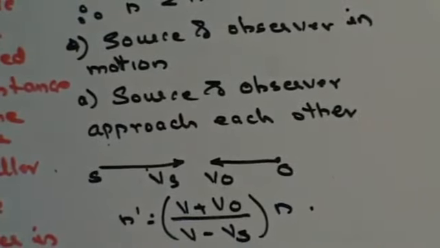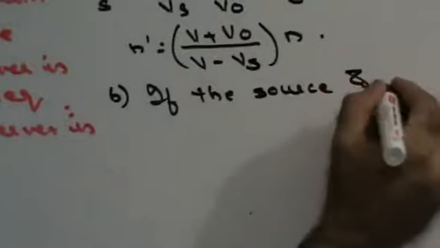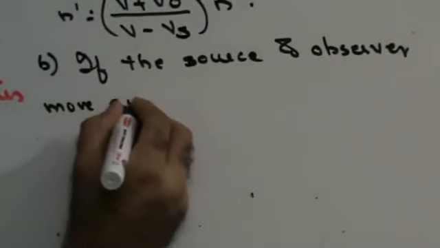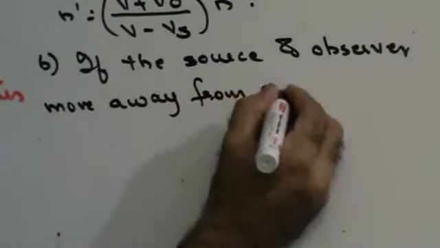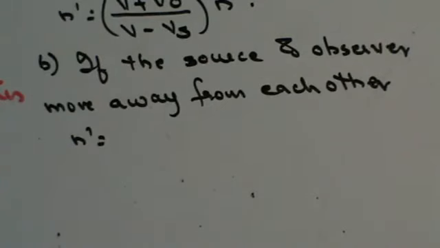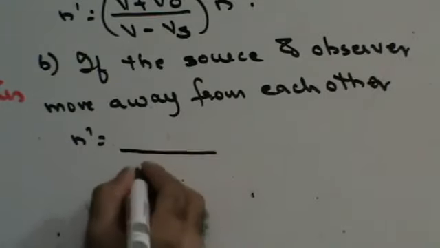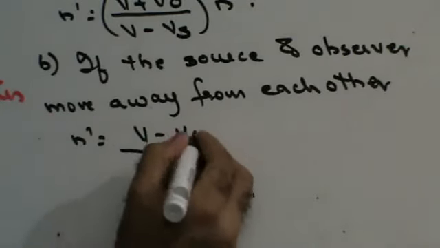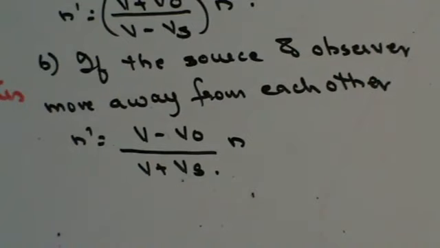Next, if the source and observer move away from each other, then the apparent frequency, now the source is moving away, means my denominator will be V plus Vs. The observer is moving away, so my numerator will be V minus V0 into n. Do we get this? Once those basic formulas are known, then you can make these formulas.